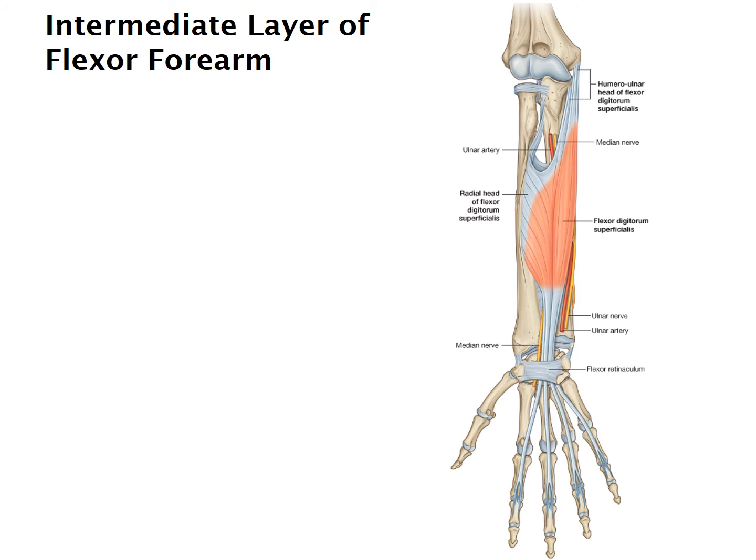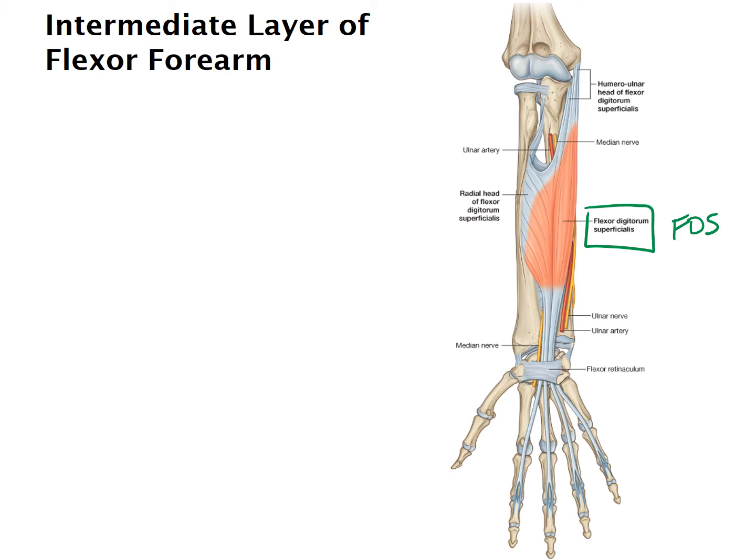There is only one muscle that comprises the intermediate layer of the forearm. This muscle is the flexor digitorum superficialis. Oftentimes I will abbreviate this muscle FDS. The flexor digitorum superficialis is capable of flexing each finger it serves independently.